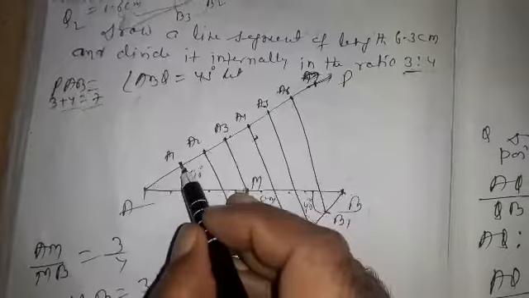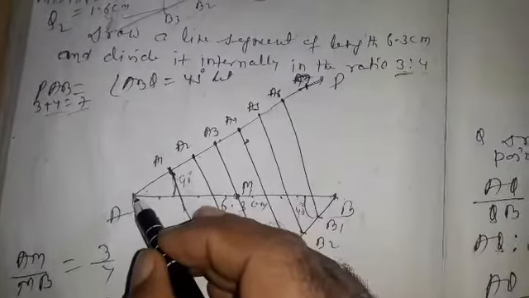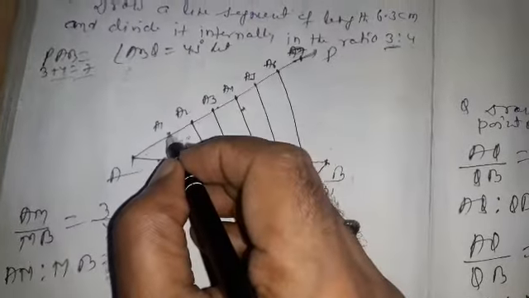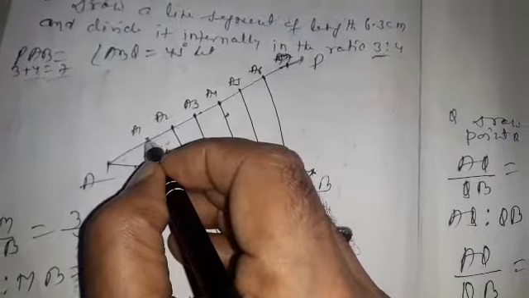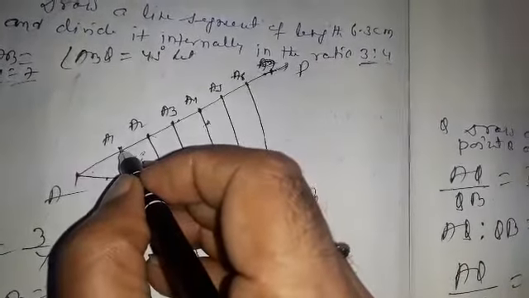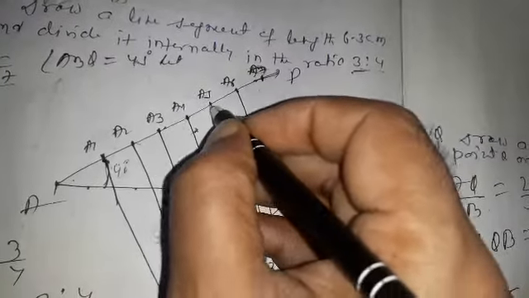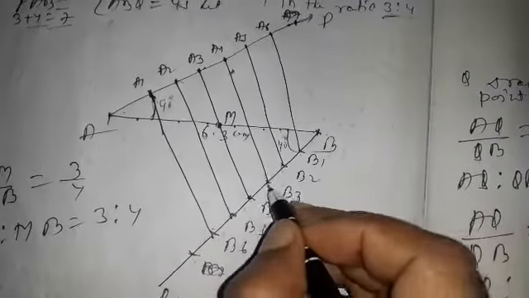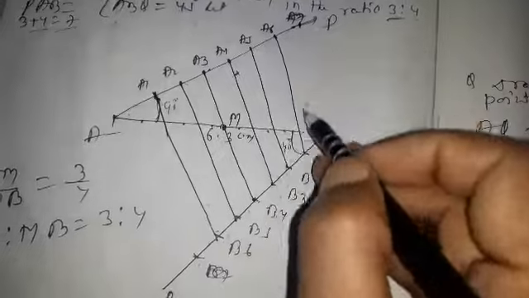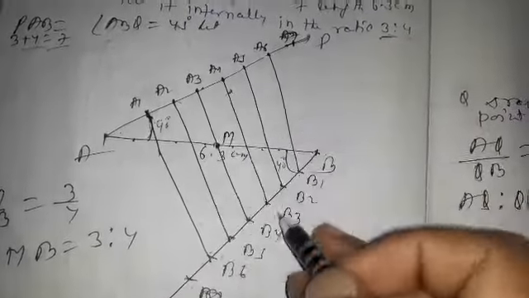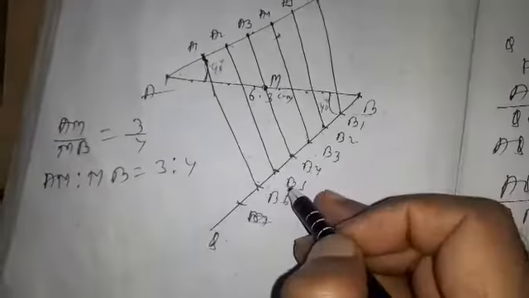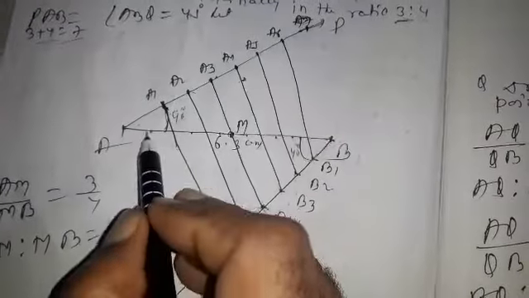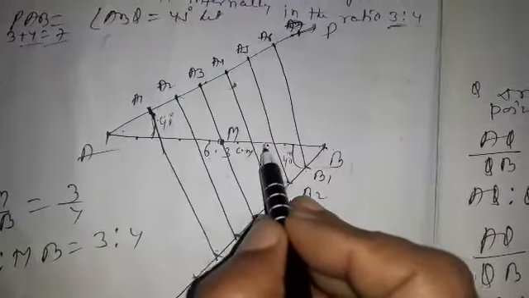It means we have to divide this line segment into 7 equal parts. For this, we take 6 points of equal distances along AP and along BQ also, with the help of compass: A1, A2, A3, A4, A5, A6, and along BQ, B1, B2, B3, B4, B5, B6, and join A6 to B1, A5 to B2, A4 to B3, A3 to B4, A2 to B5, and A1 to B6. So now it is divided into 7 equal parts, 1, 2, 3, 4, 5, 6, 7.